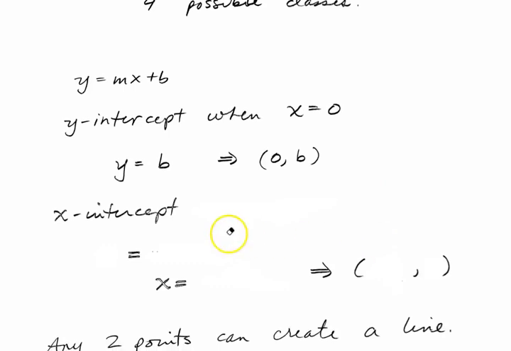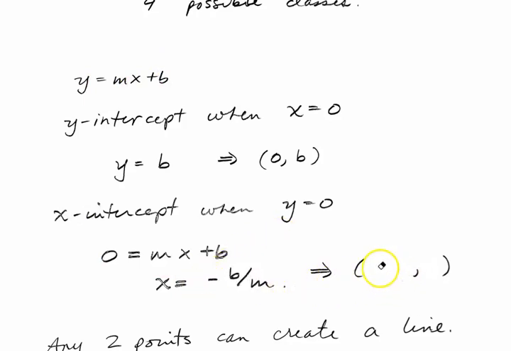So the x-intercept would be when y is equal to 0. So we're going to go into this equation and plug in y equals 0, giving us 0 equals mx plus b. And then we're just going to solve for x. That'll give us the location. So it's negative b over m. So the location of the x-intercept is going to be negative b over m, comma 0. So that's the location where the line crosses the x-axis, intersects the x-axis.